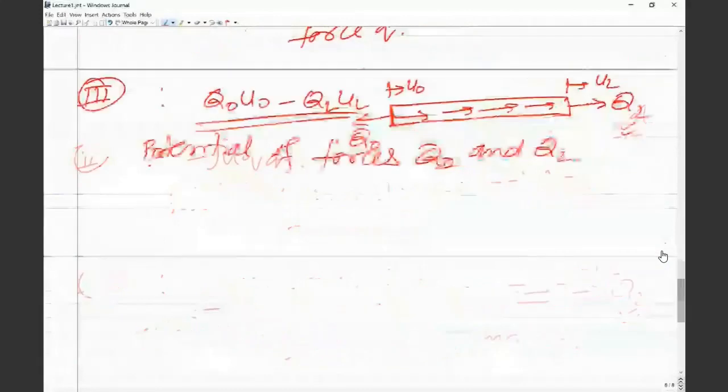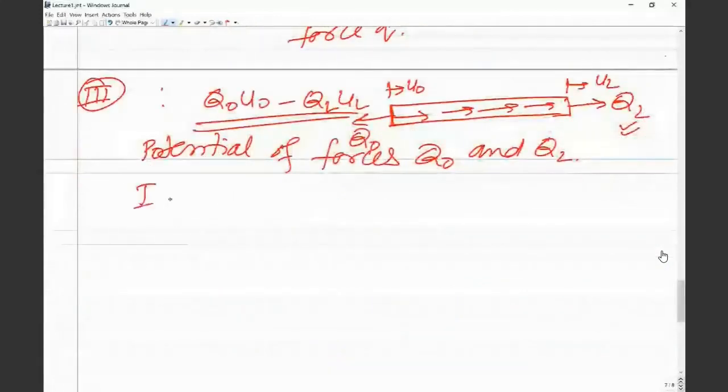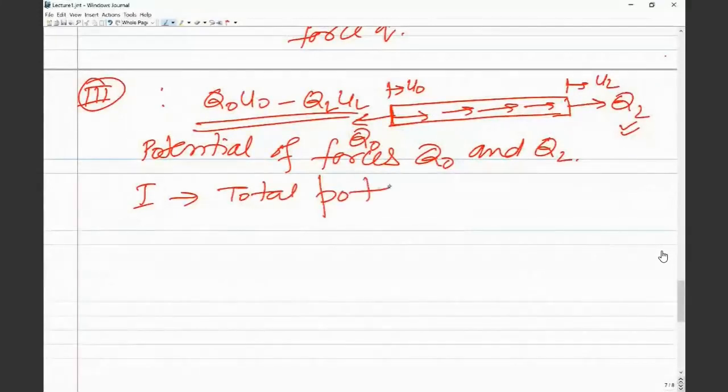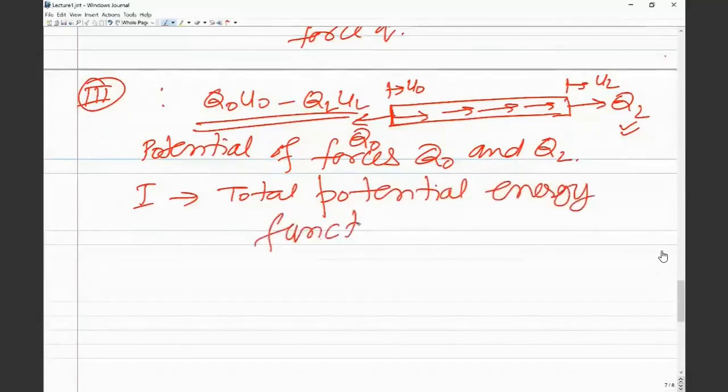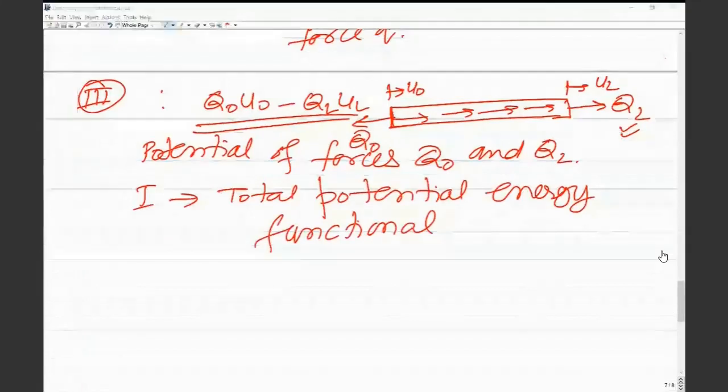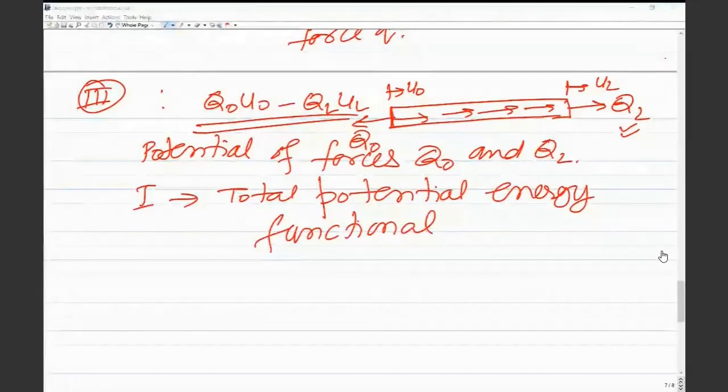In general, we call it the integral functional, but in solid mechanics problems, we also call it the total potential energy functional. So I think I want to stop here. If you have any questions, you can ask. We will continue in the next class.